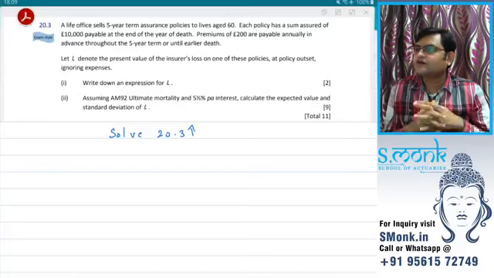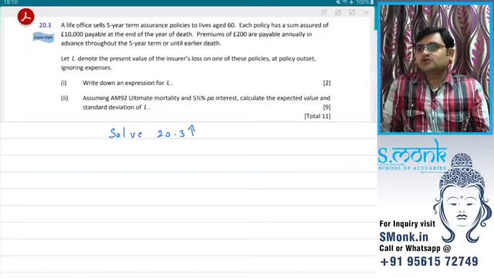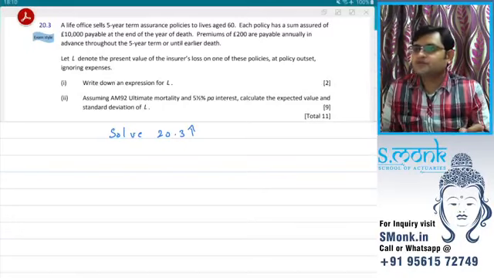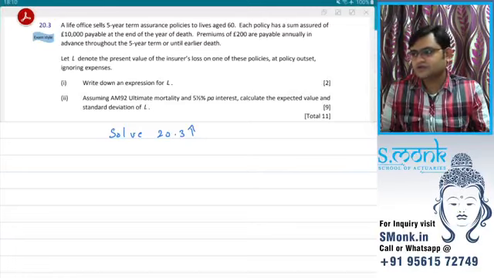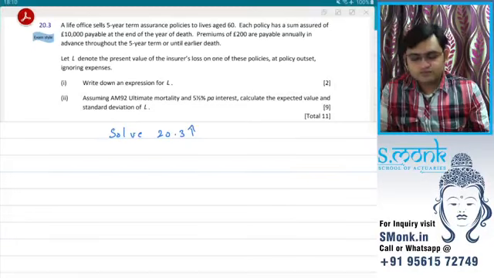Now we'll start with this 20.3. Life Office sells a 5-year term assurance policy to a life aged 60. Each policy has a sum assured of 10,000 payable at the end of the year of death. Premiums of 200 are payable annually in advance throughout the 5-year term or until earlier death. Let L denote the present value of the insurer's loss on one of these policies at policy outset, ignoring expenses. Write down the expression for L.